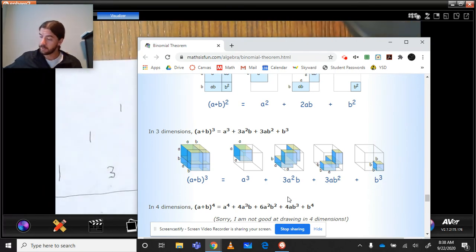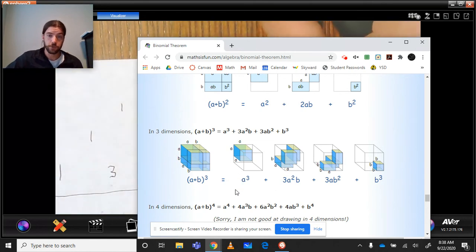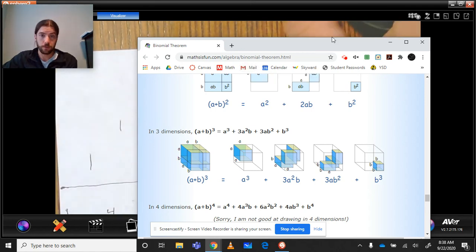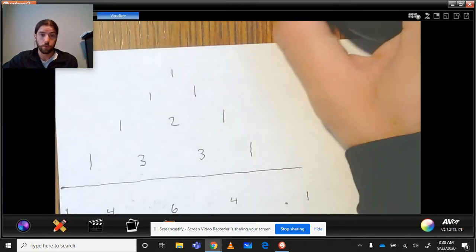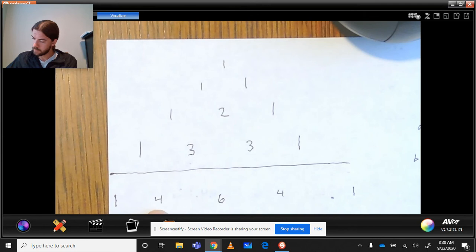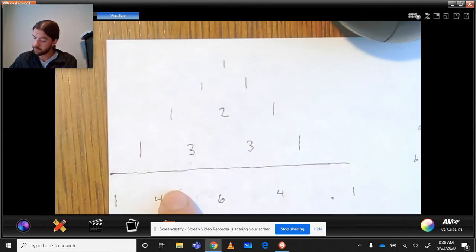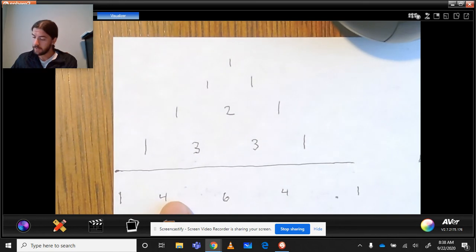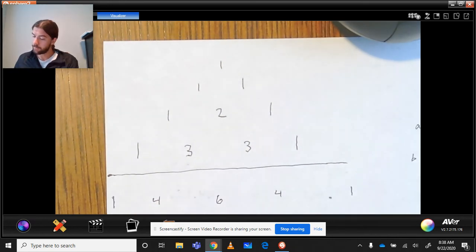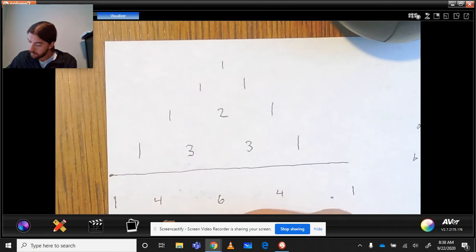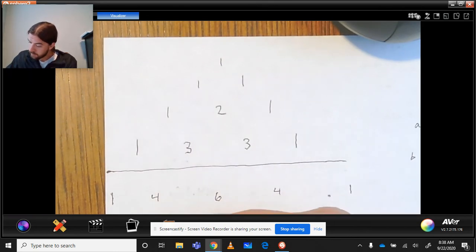It still tells us, if we're just going to do a times itself 7 times, the coefficient out front is just going to be 1. Looking at Pascal's triangle, so this is a to the 0, to the first, to the second, to the third, to the fourth. So if we do a to the fourth, and we want to know how many a squared b squareds are there? Well, there are 6 of them.